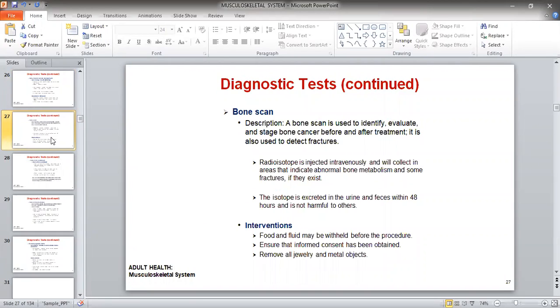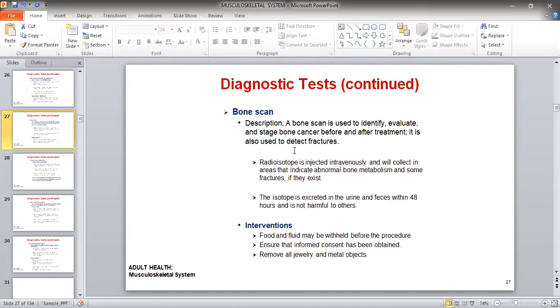So now we are going to talk about the bone scan. In a bone scan, radioactive materials are injected to visualize the bone. A bone scan is used to identify, evaluate, and stage bone cancer basically. But keep in mind the radioactive materials are injected to visualize the bones. Why? To identify, evaluate, and stage, to see osteocarcinoma, right, or cancer.